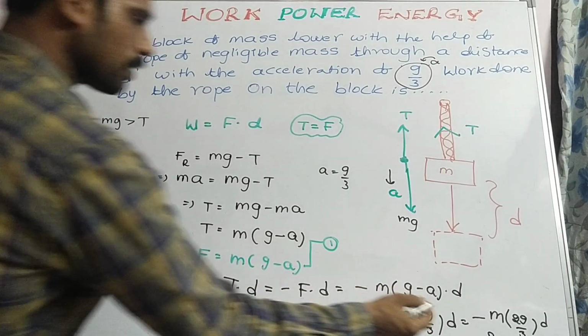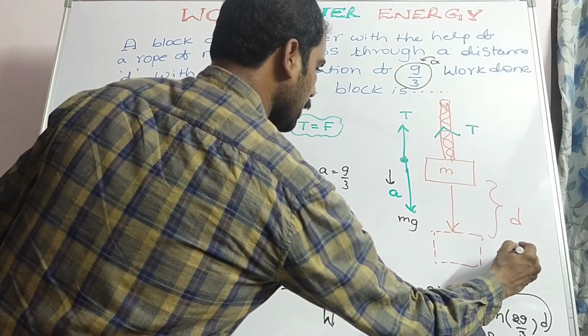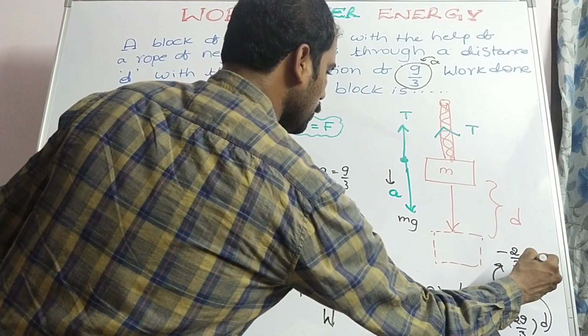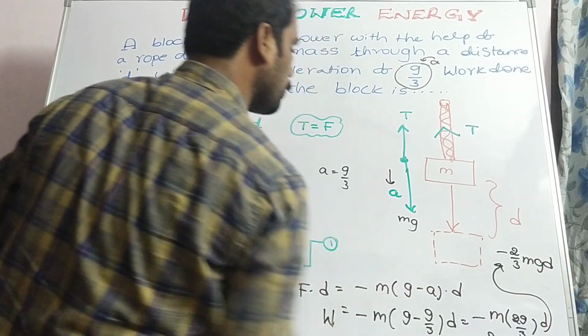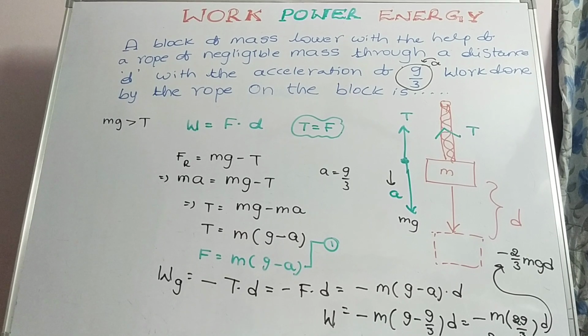So what is the calculation here? We have the answer: minus 2 by 3 into m into g into d will be the answer.